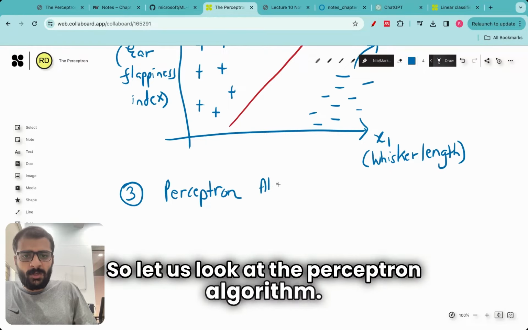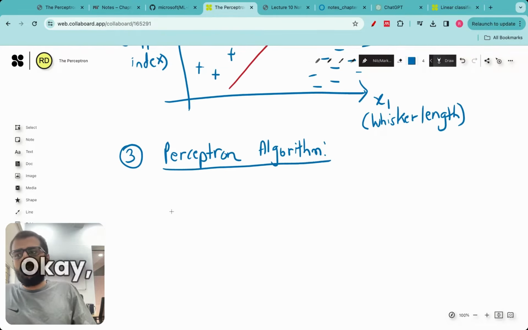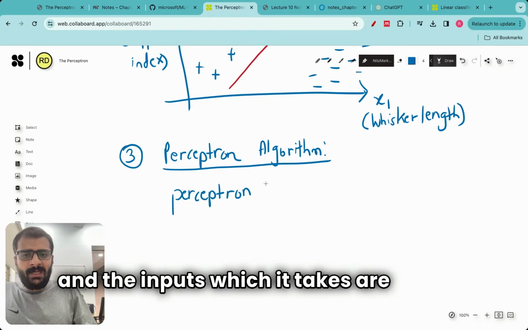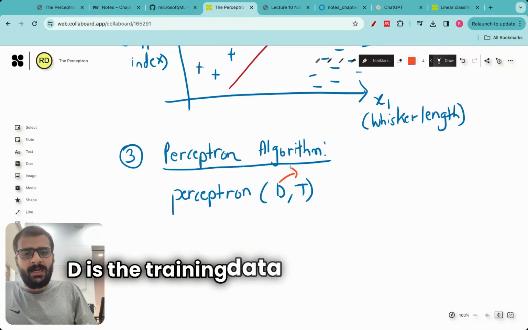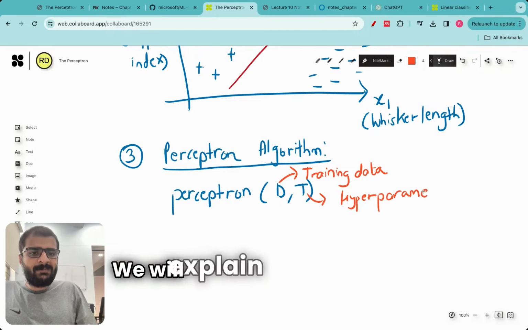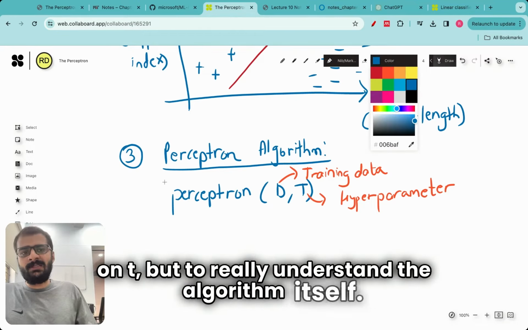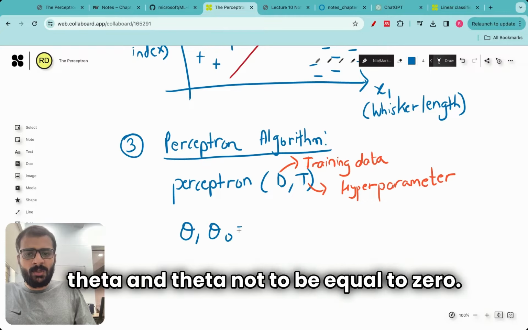So let us look at the perceptron algorithm. Okay. So I'm going to call this algorithm perceptron, and the inputs which it takes are D and T. D is the training data and T is the hyperparameter. We will explain what T is in the subsequent lectures, but today the main goal is not to focus on T but to really understand the algorithm itself. So initially I'll initialize theta and theta naught to be equal to 0.